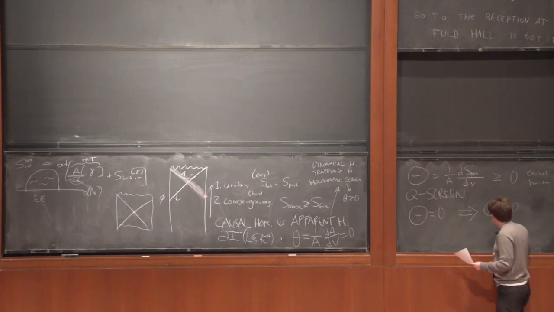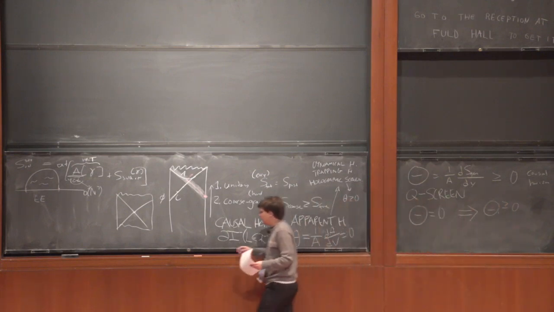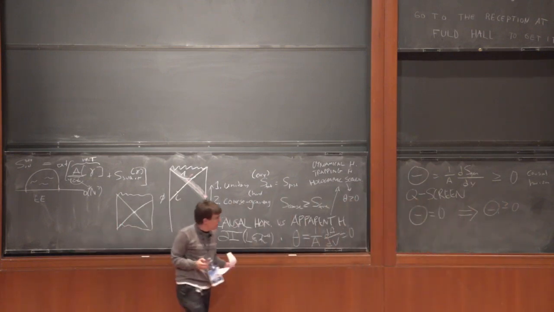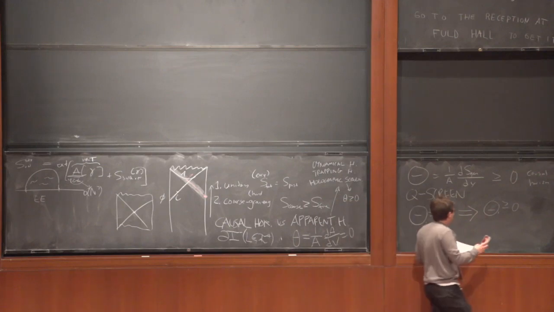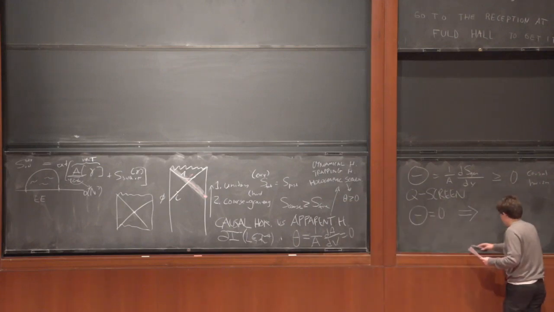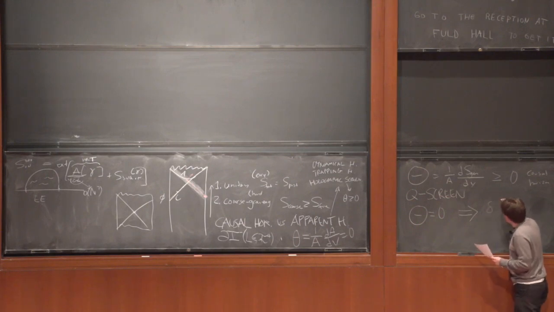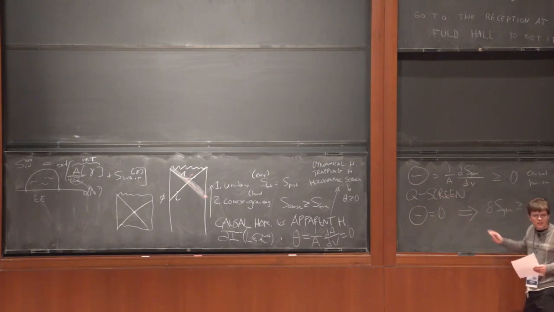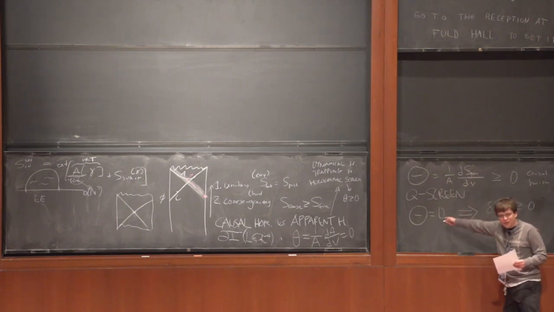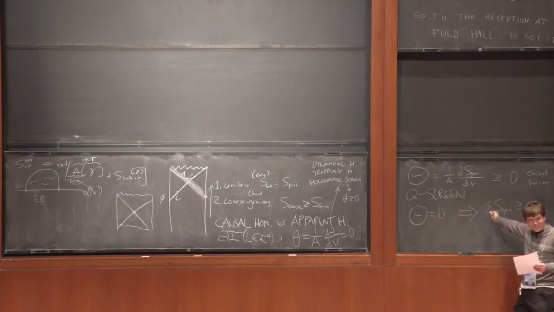Derivative. No, I don't want to write it like that. That makes it look like a contradiction. I'll just write it as derivative of the generalized entropy is greater than or equal to 0, because the whole point is the Q-screen isn't null. So it's 0 if you vary it in the null direction. If you vary it along the screen, it's increasing.